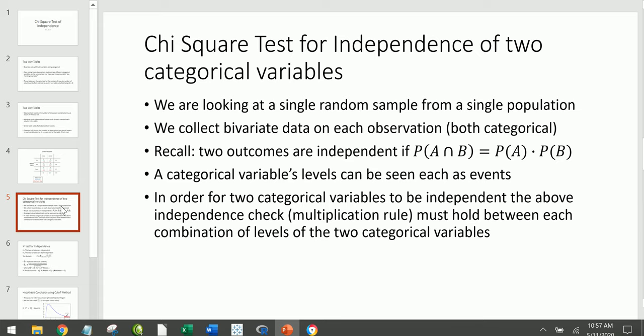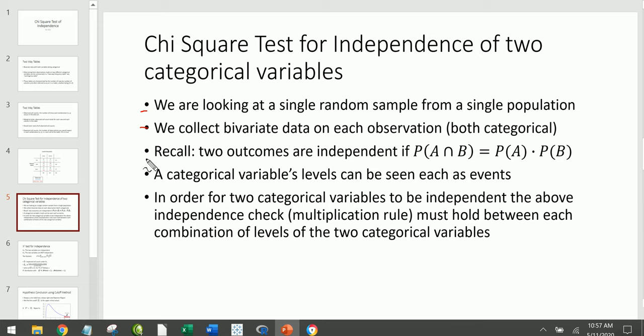Now, the chi-square test for independence of two categorical variables. What this test does is it looks for... So basically, the way it's structured, let's start with that. We're looking at a single random sample from a single population. Okay, so we have some population we want to study. We take a single random sample from it. Okay, from each of the subjects, we collect two variables, hence bivariate data. Both of these variables must be categorical.